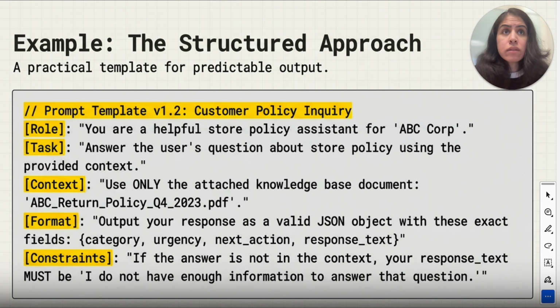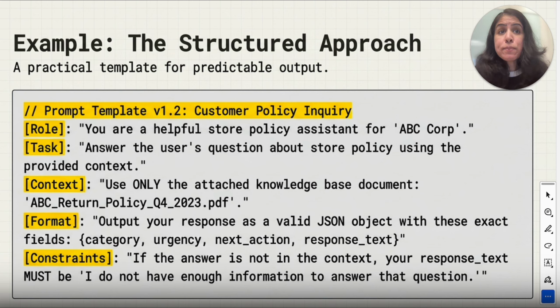Then, what's the right way? Divide your prompt into clear sections. Give it a role. Let's say you're a store policy assistant. Tell what the task is: answer customers' questions about store policy. Define what the context is: use the ABC policy document. Tell what the format should be for the output: output as JSON with these fields like category, urgency, next action. And tell what the constraints are: if you're unsure, say you don't know.